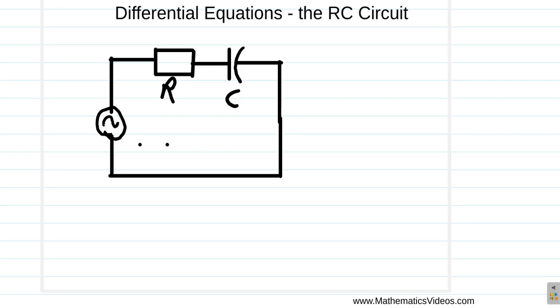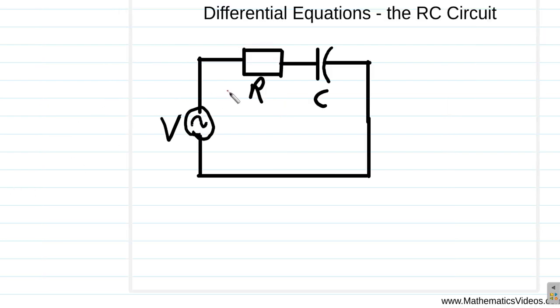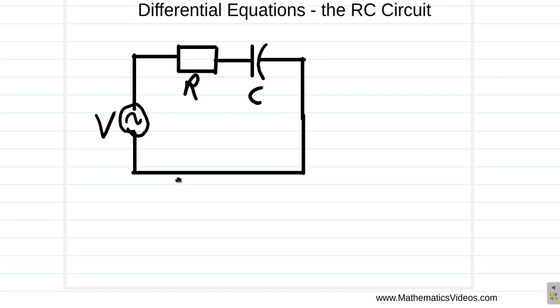Let us look at the resistor capacitor circuit and how differential equation would apply to it. Alright? Now, we have a voltage source here. Let's call this V. We have our resistor here and our capacitor here. The voltage source is varying, right? Could be alternating current. What we want is a varying voltage source.